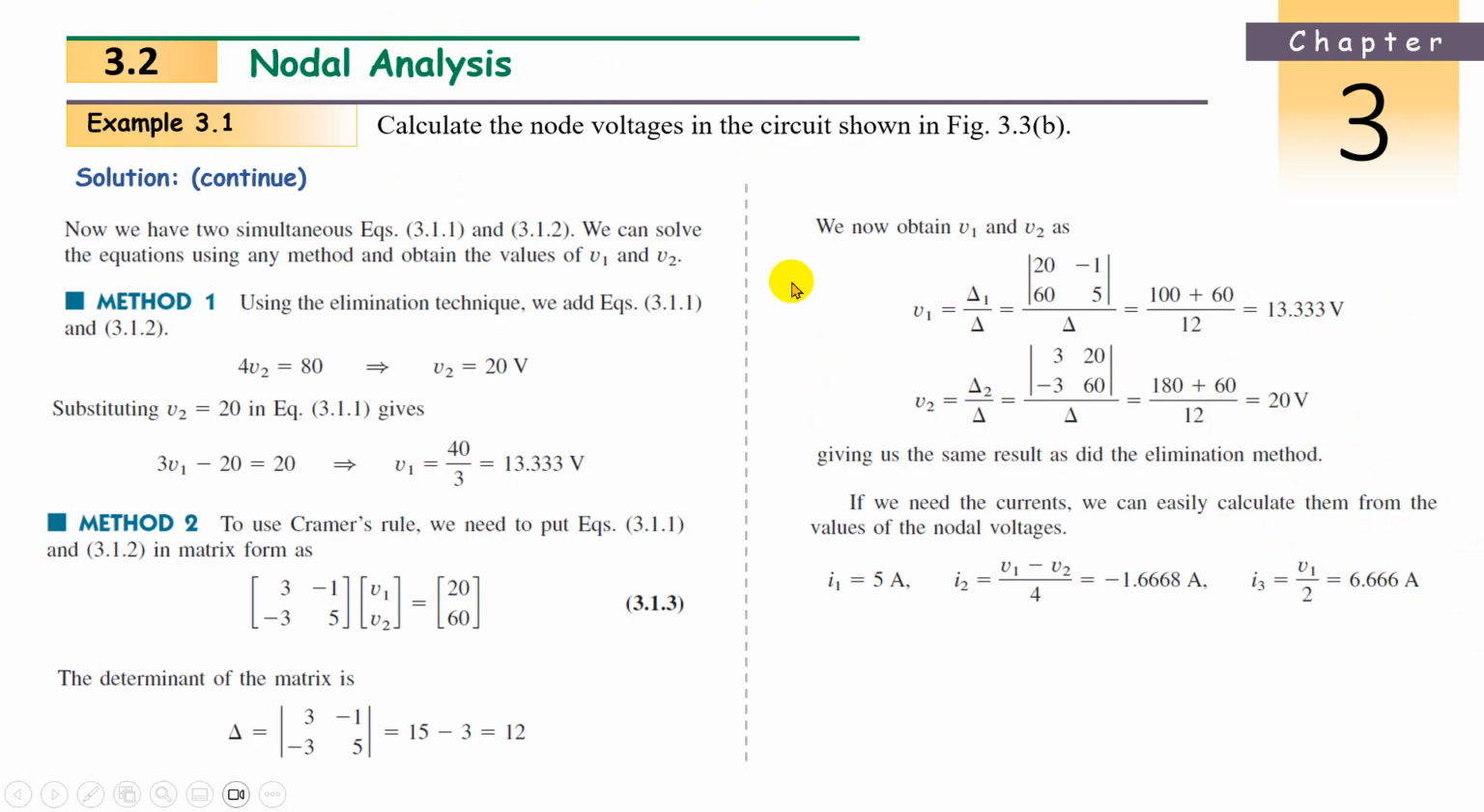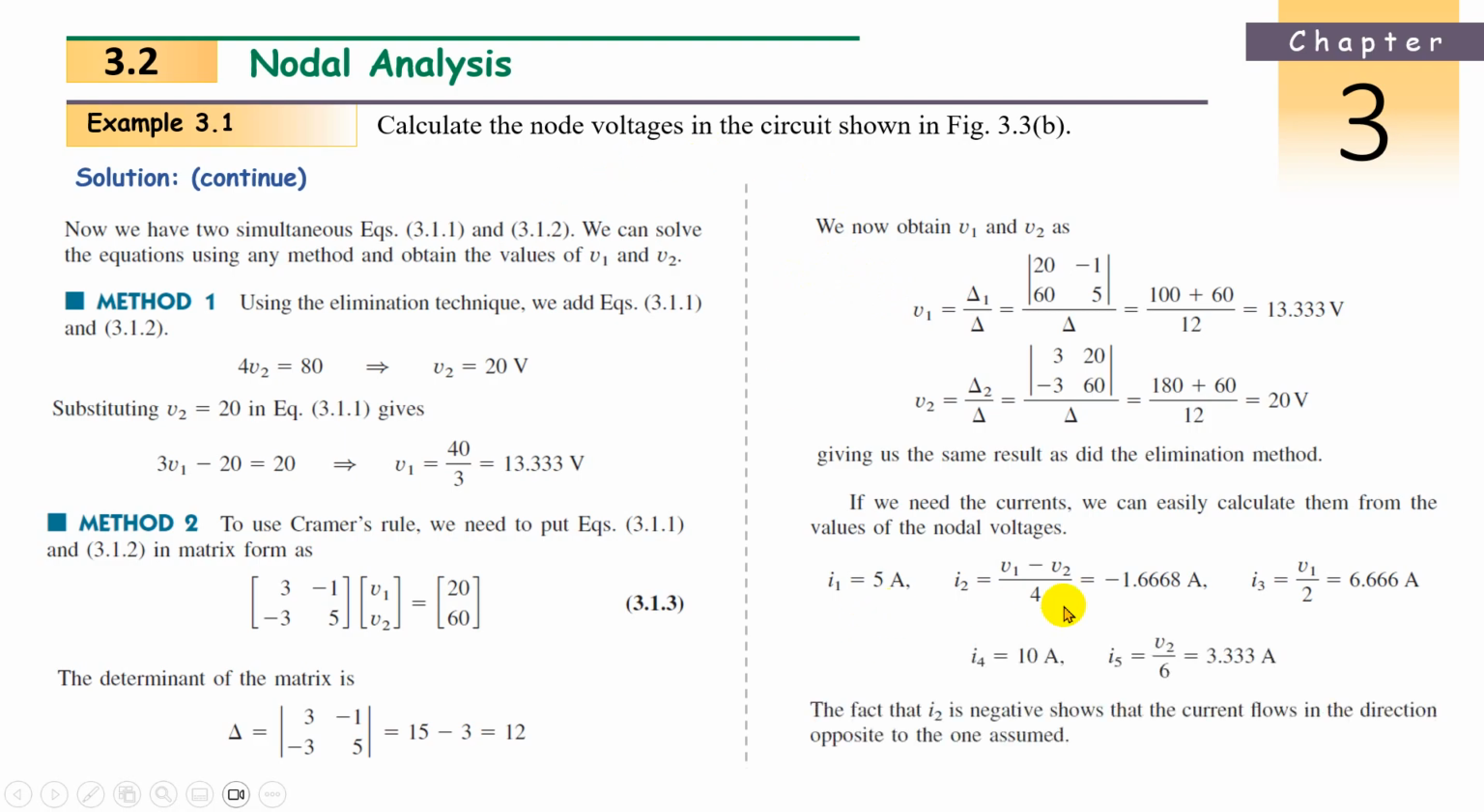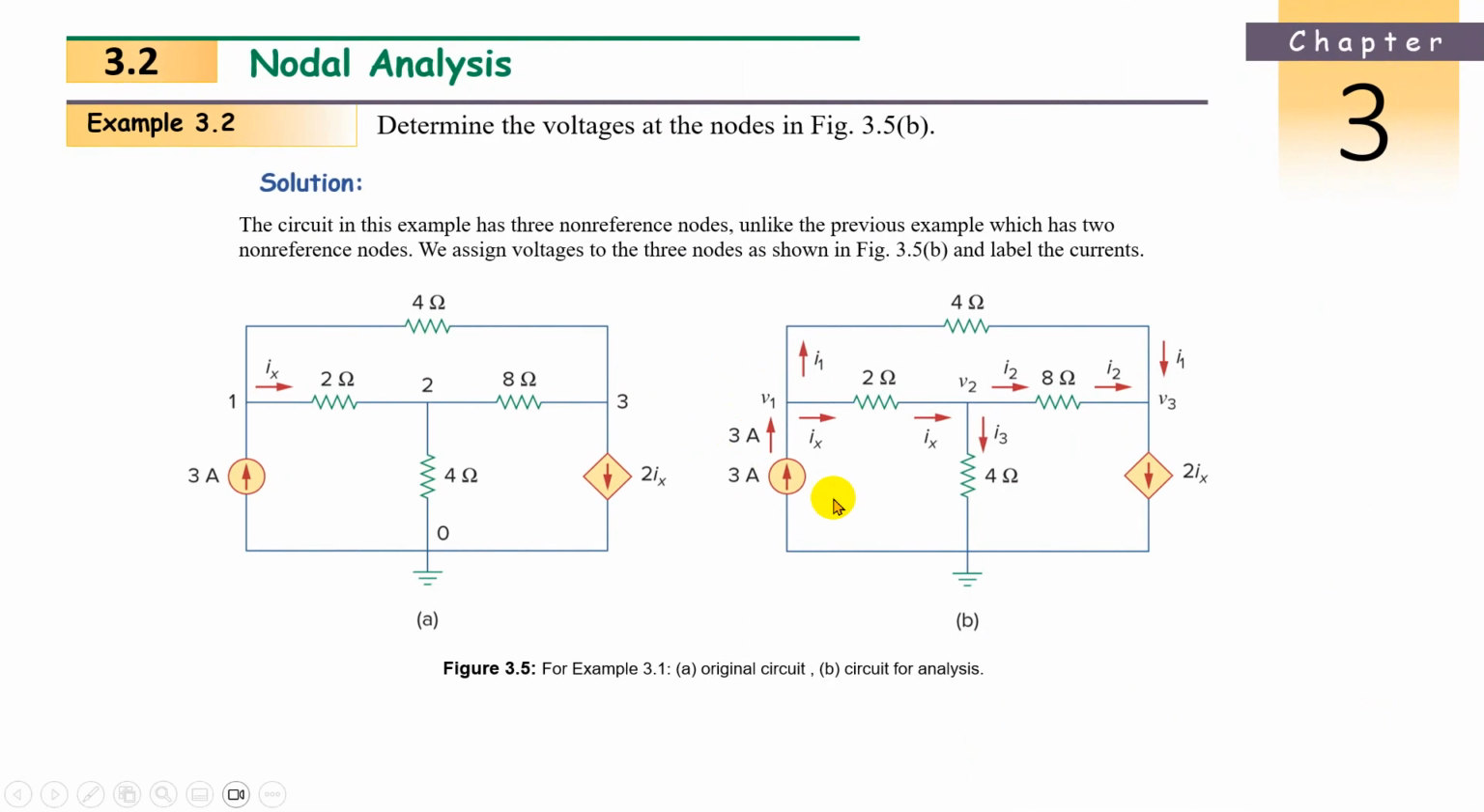If in the beginning itself you put the reverse direction, it comes positive. The value will be the same, 1.66 only. It will not change, but the direction will tell the sign, plus or minus. See, the fact that I2 is negative shows that the current flows in the direction opposite to the one we assumed. Okay, another example, then we'll finish.